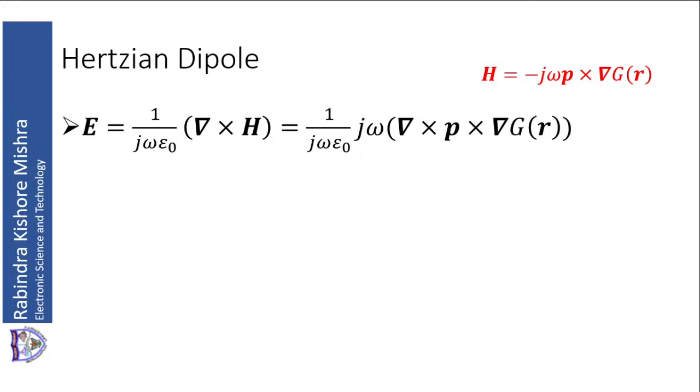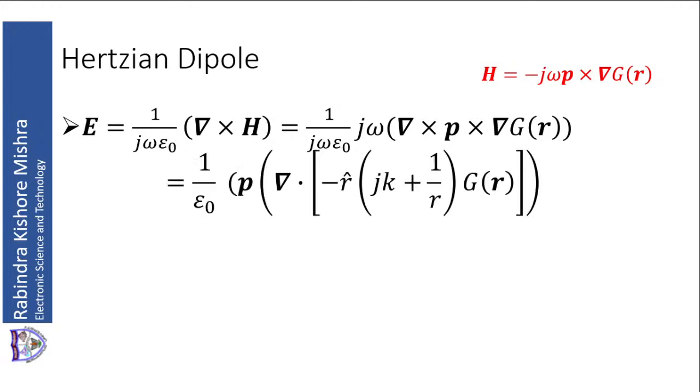Now for curl H, we know H is equal to minus j omega P cross grad of GR. So curl is 1 by j omega epsilon 0, which will remain as it is for E. For curl H, we write j omega, taking that part as common, then del cross P cross grad of GR. For grad of GR, we will use minus r cap into jk plus 1 by r into GR.